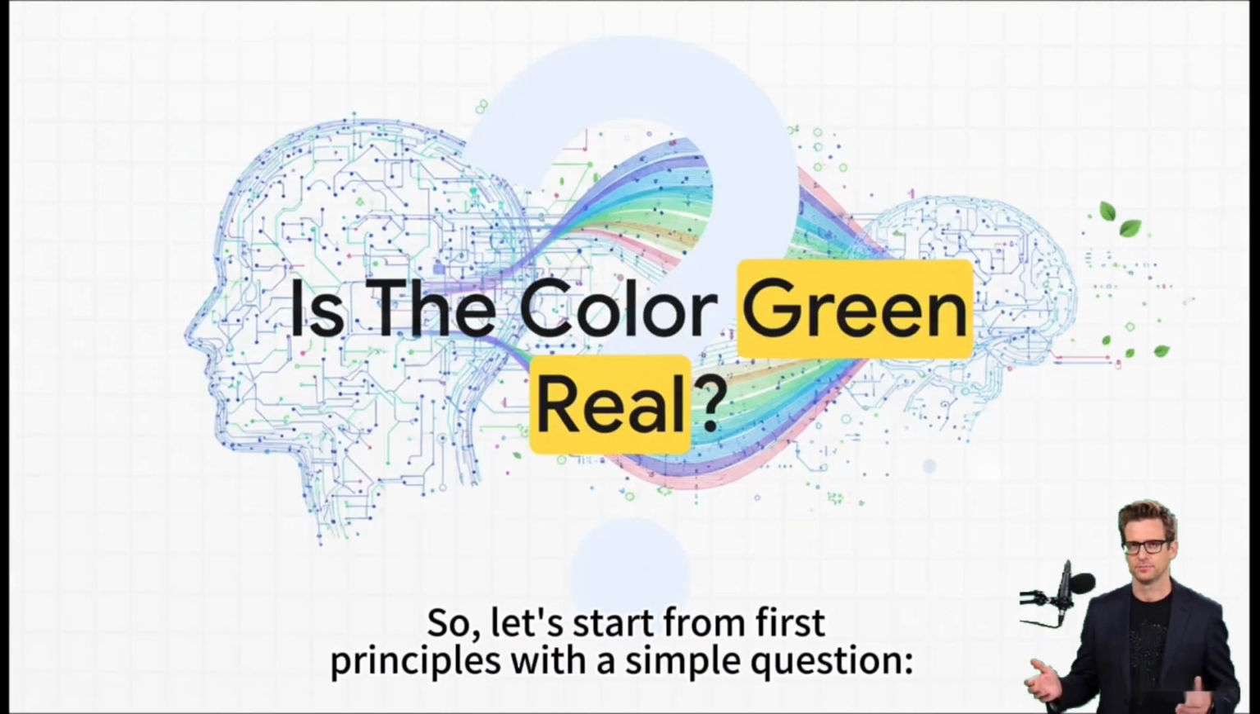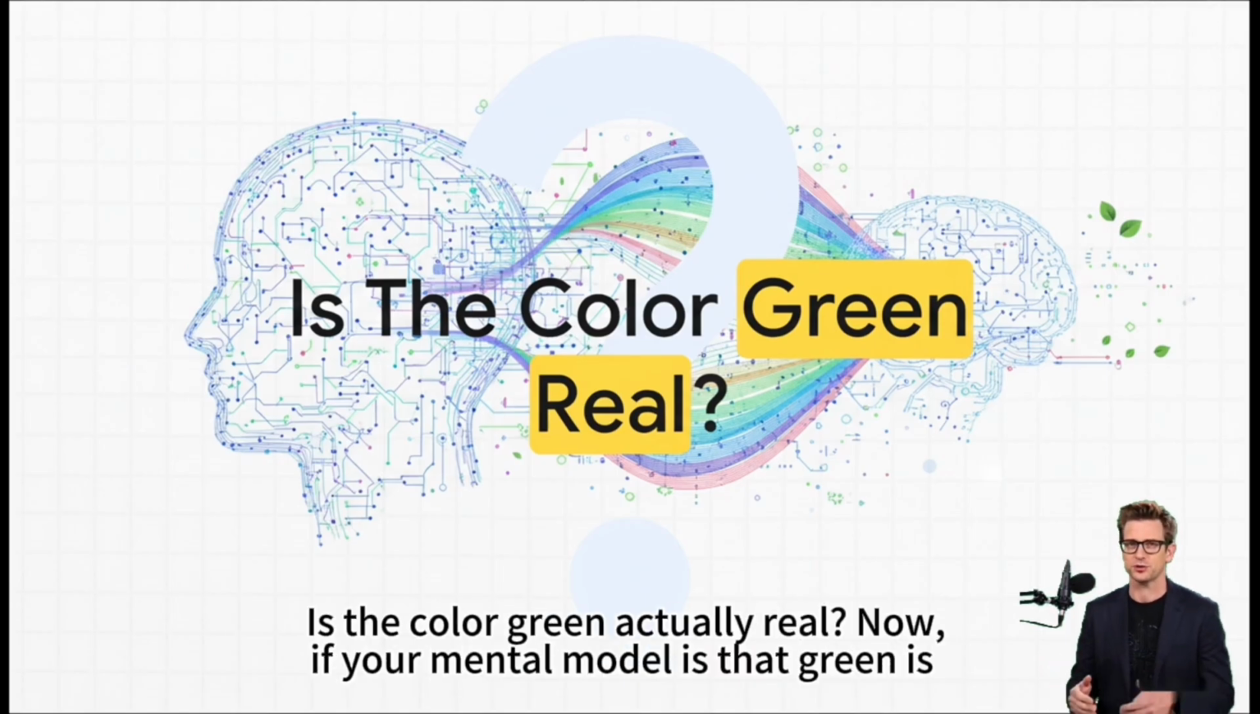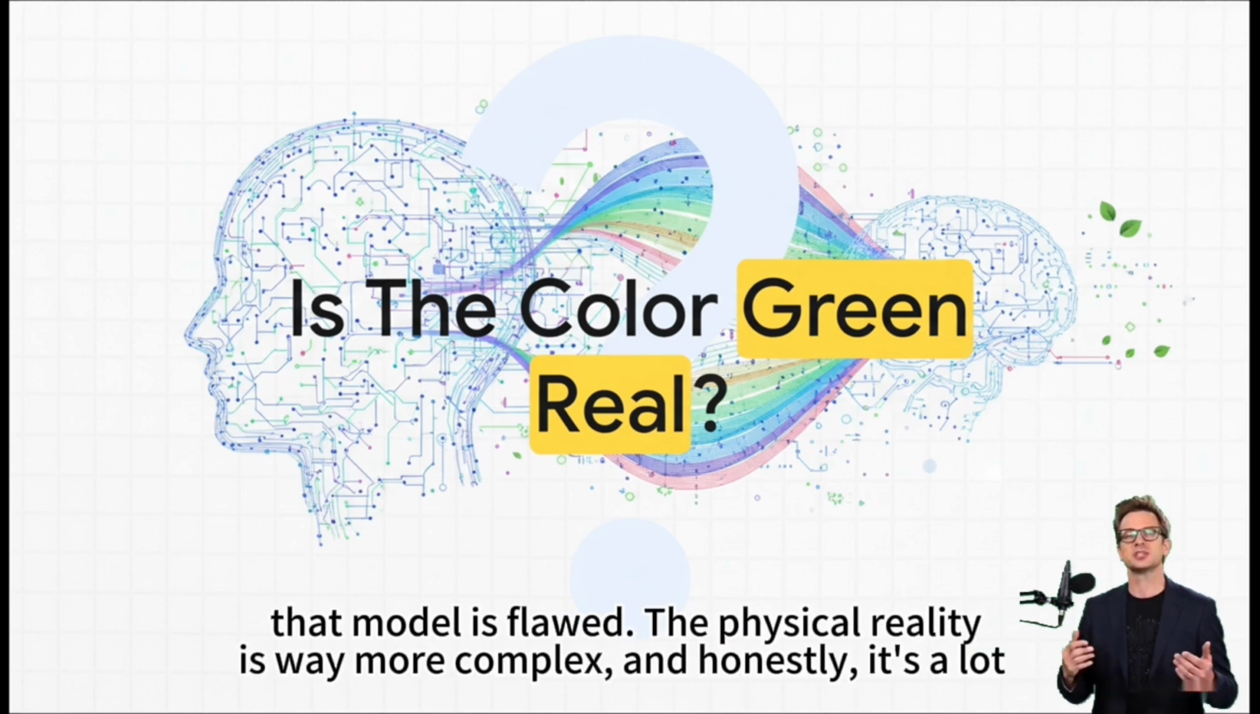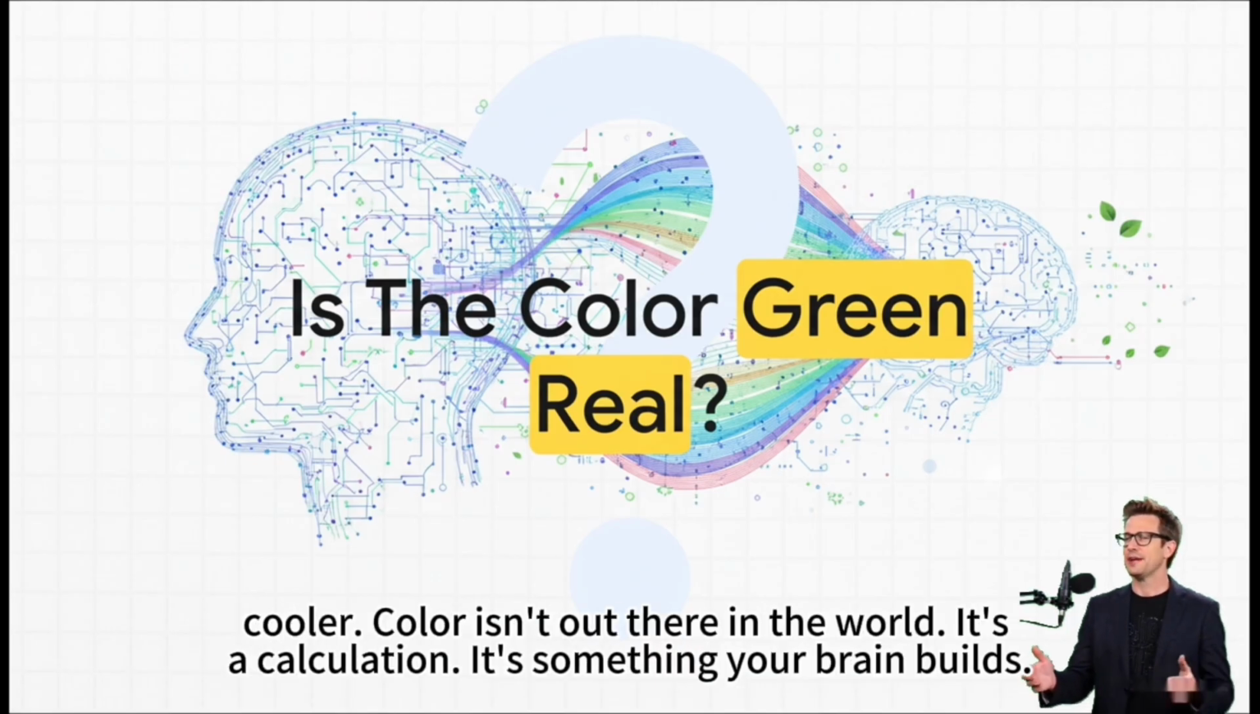So, let's start from first principles with a simple question. Is the color green actually real? Now, if your mental model is that green is some physical property just sitting on the surface of an object, well, that model is flawed. The physical reality is way more complex, and honestly, it's a lot cooler. Color isn't out there in the world, it's a calculation. It's something your brain builds.